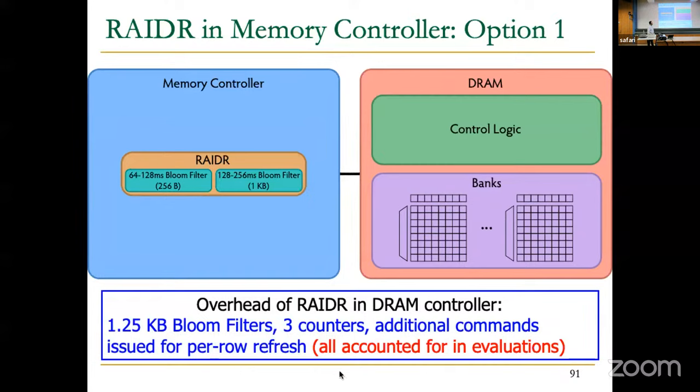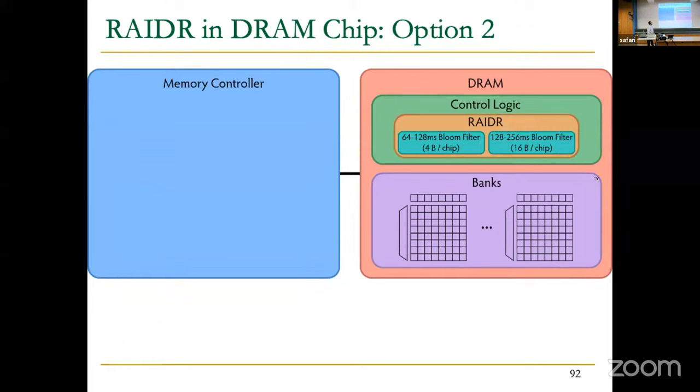They consider all these overheads in the evaluations. If we implement RAIDR inside the DRAM, inside the control logic, the operation is like this: the memory controller still sends refresh commands periodically, or the DRAM handles refresh in a self-refresh mode internally. And whenever a refresh happens for a row, it tests these filters internally.